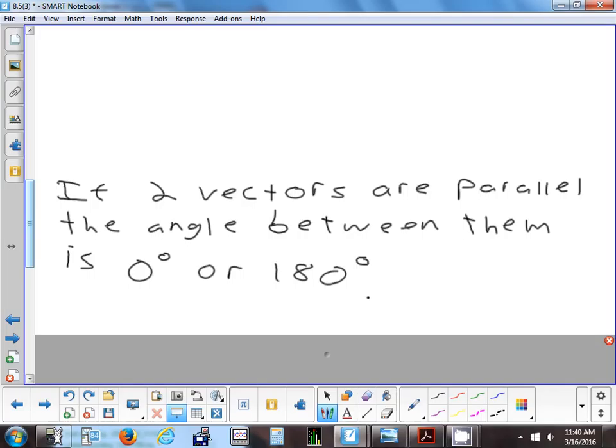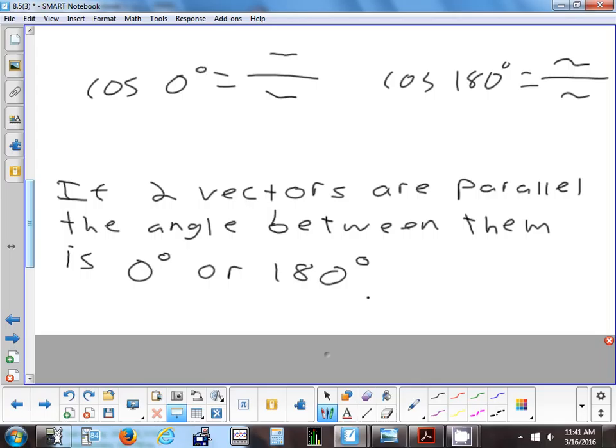Let's think about that for a second. What's the cosine of 0? 1. And cosine of 180 is negative 1. So what does this imply? That the dot product and the bottom are the same. The only way you can ever get a fraction to come out to 1 is if the numerator and denominator are the same. So it's not really much of a shortcut, but if the numerator and denominator come out the same, then they are parallel.